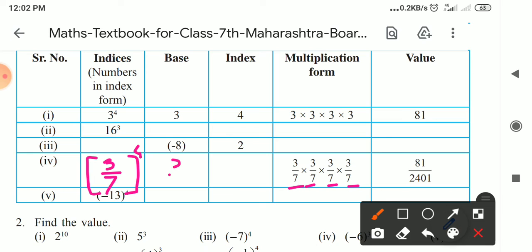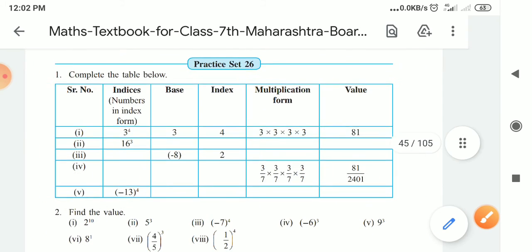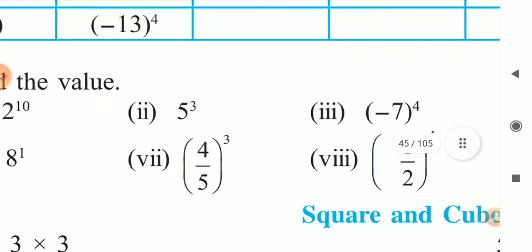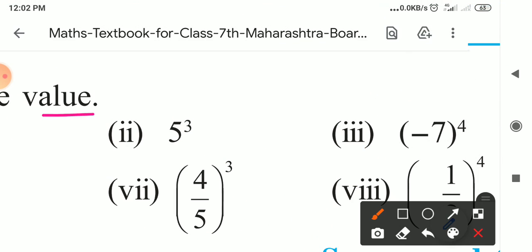Which is the base here? 3 upon 7. The index is 4, so 3 upon 7's multiplication 4 times. 3 raised to 4 is 81 and 7 raised to 4 is 2401. In this way you have to solve question number 1. And question number 2 is easy only. Do the multiplications. For example, I will show you this: 5 raised to 3. Find the value, they told. 5 raised to 3 means 5 into 5 into 5, 5 multiplied 3 times. 5 5s are 25, 25 5s are 125 is its answer.